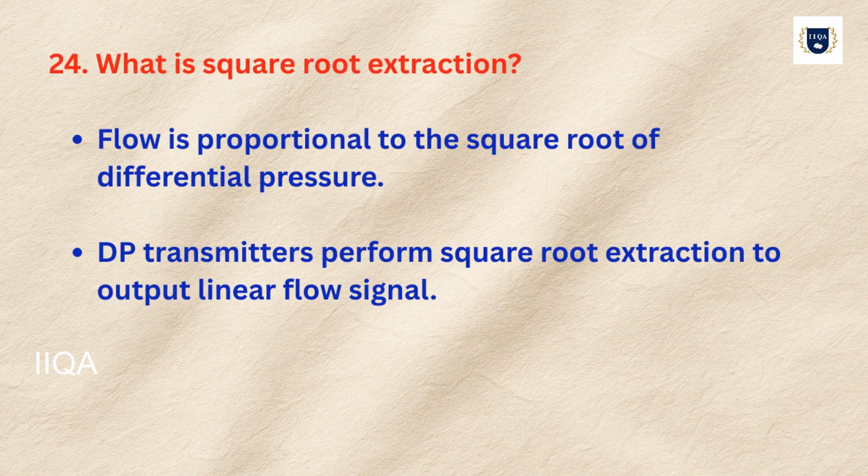What is square root extraction? Flow is proportional to the square root of differential pressure. Flow is proportional to the square root of delta P. DP transmitters perform square root extraction to output a linear flow signal.